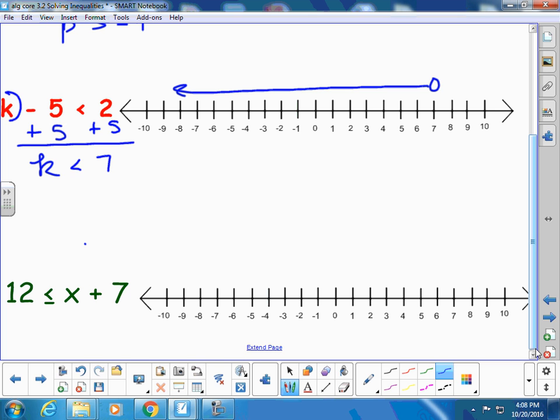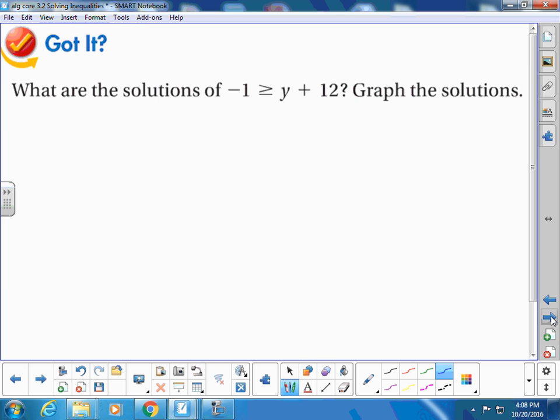You should do this one. Do this now. Put me on pause and do it, and then start it back up. But we will check to see if you have it done, so just do it right now. What are the solutions of negative 1 is greater than or equal to y plus 12? And then graph them.